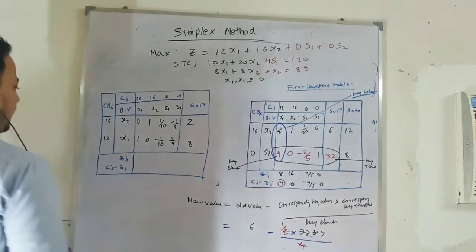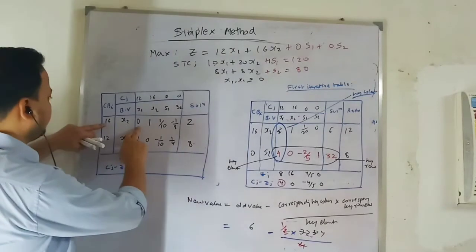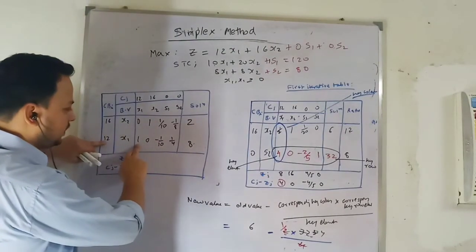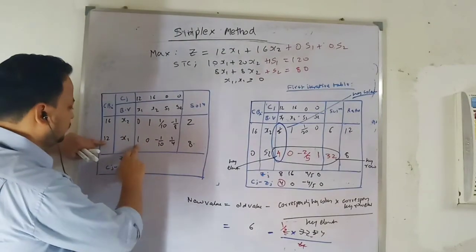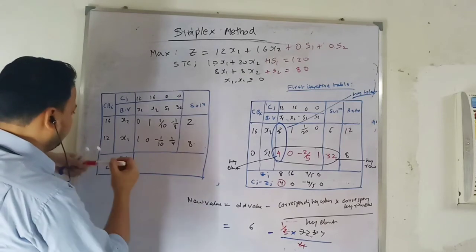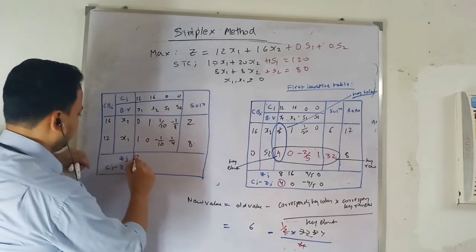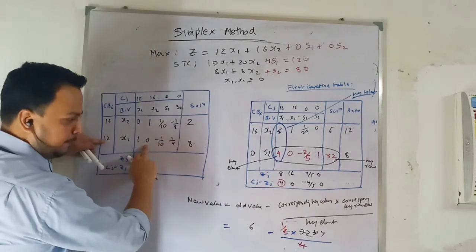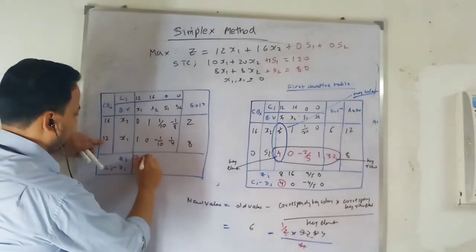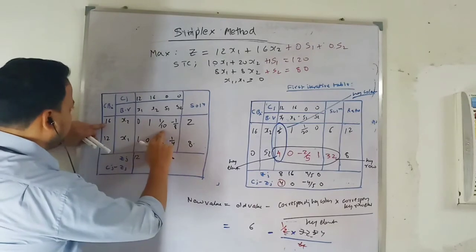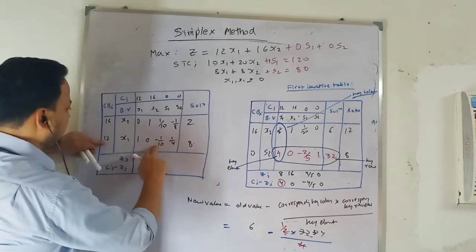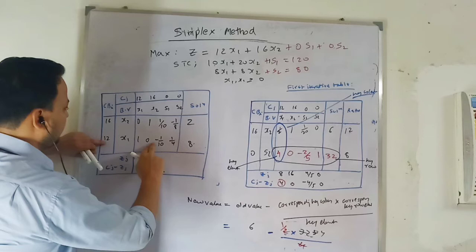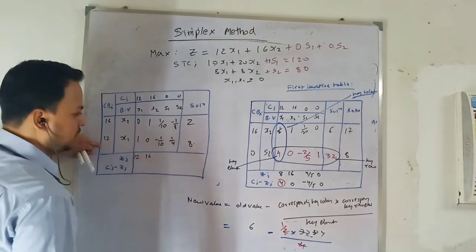Now I have to find Zj value. So 16 into 0 plus 12 into 1. How much? 12. 16 into 1 plus 12 into 0. 16 into 1 by 10 plus minus 12 into minus 1 by 10. How much?